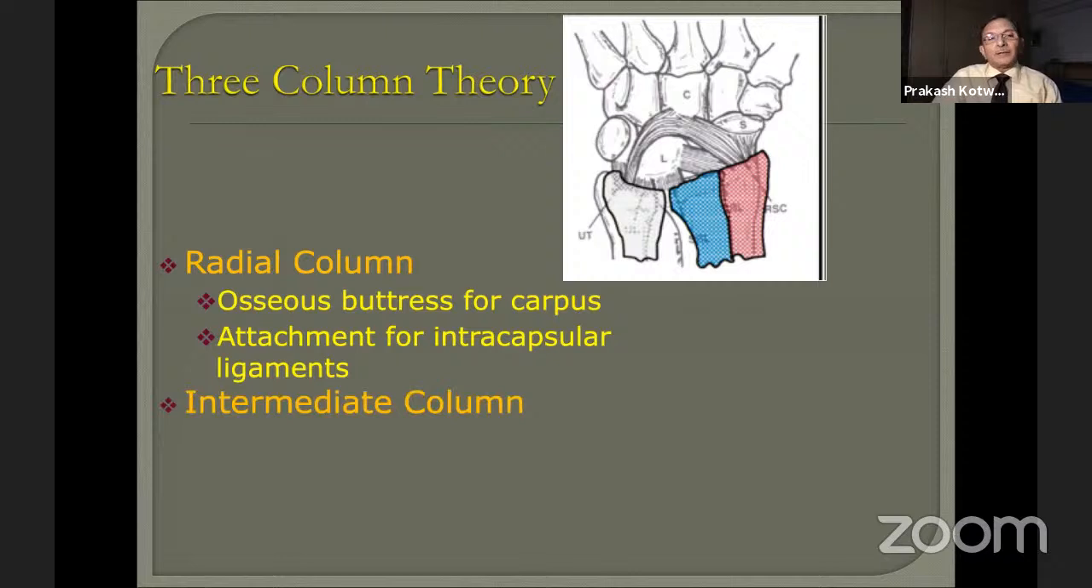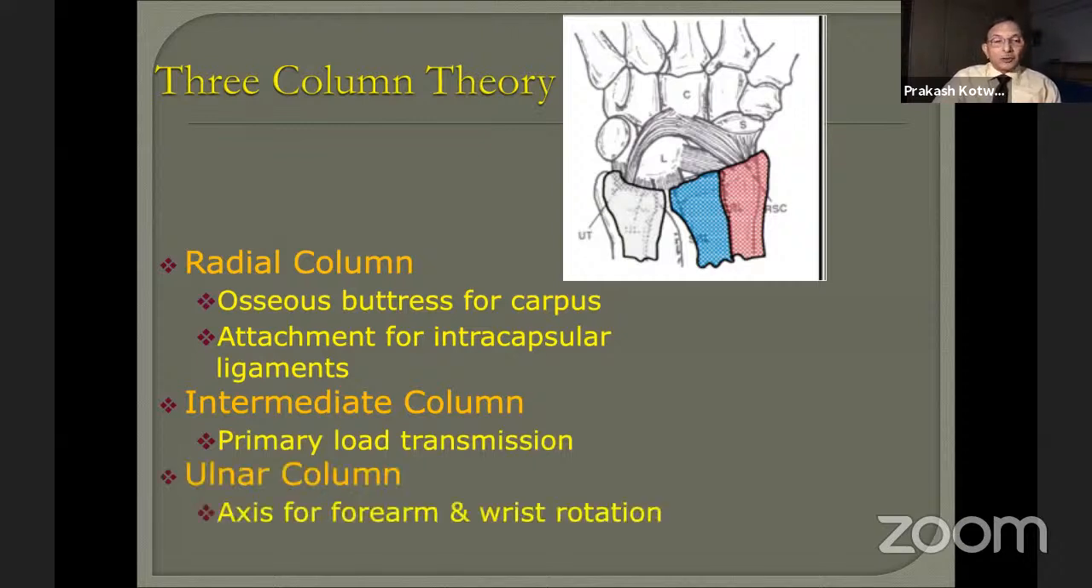Then you have the intermediate column, which provides primarily load transmission to the wrist. And then you have the ulnar column, which is actually the axis for forearm and wrist rotation. So therefore, all three columns are important and they need to be restored, as I said just now. And they also contribute to a certain extent in the secondary load transmission across the wrist.